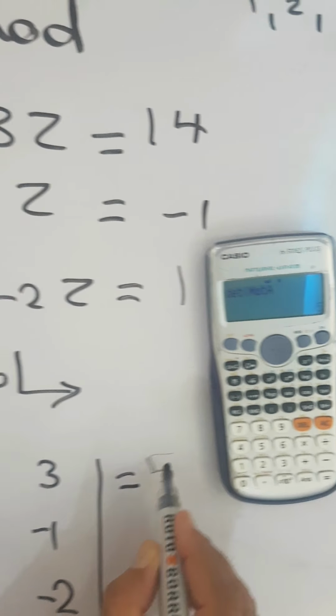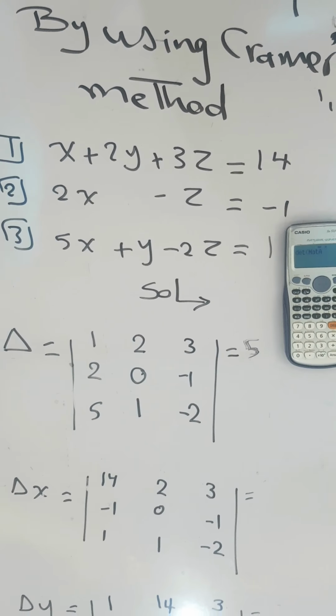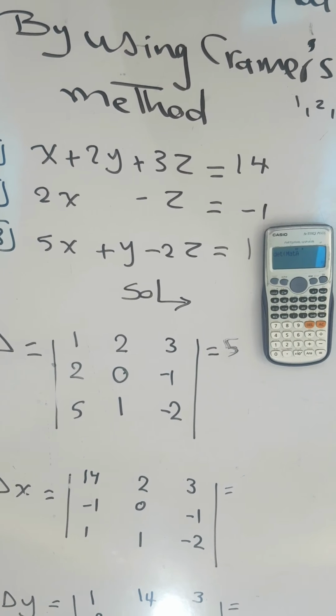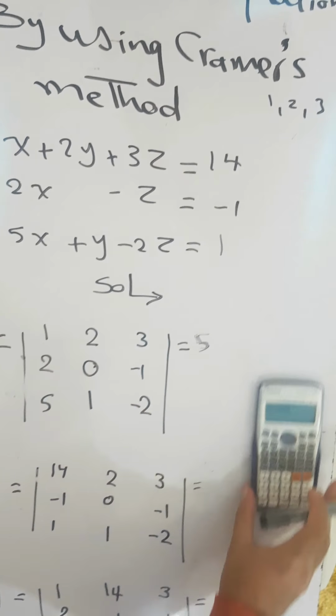So the value of delta is 5. Okay, again, to get delta x by the same way.